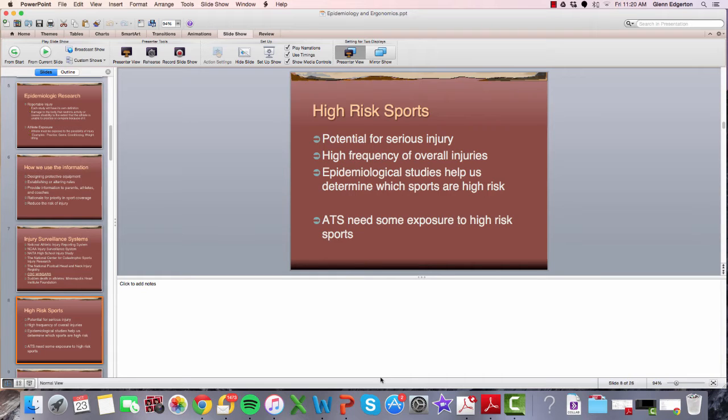And as athletic trainers, we're going to have exposure to high risk, and specifically our athletic training students that are in our program need to have some exposure to high risk sports before they graduate. Because if that's where most of the injuries are occurring, we want our athletic training students to be in those environments to learn, as well as be well versed in the type of injuries that occur in those high risk sports, because most likely they're going to be working in those areas as they become certified and practice professionally.